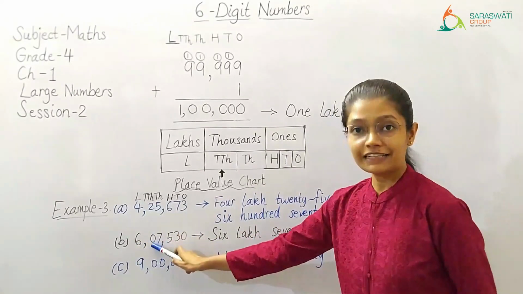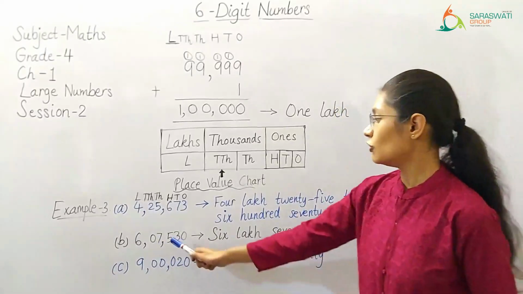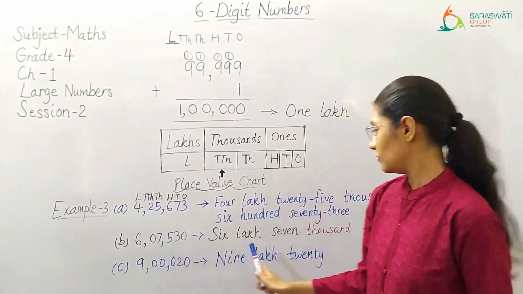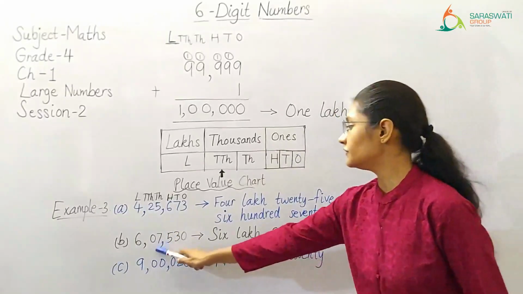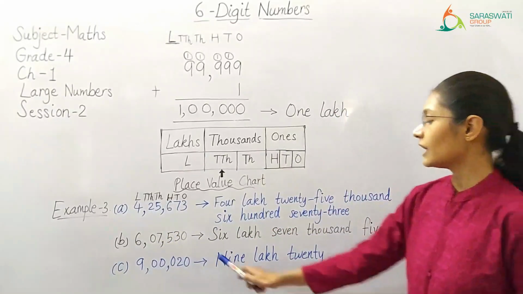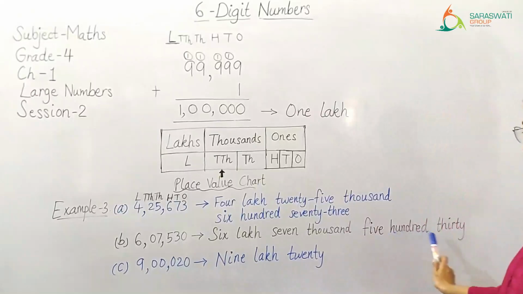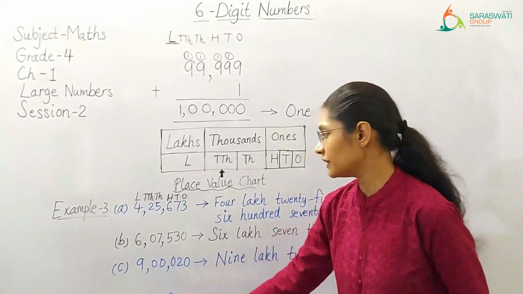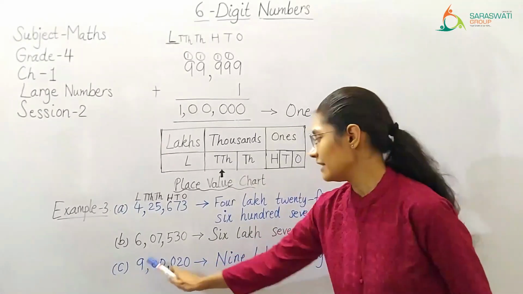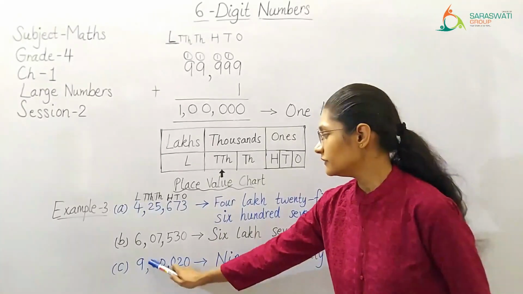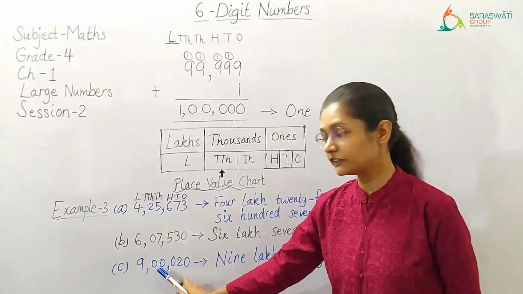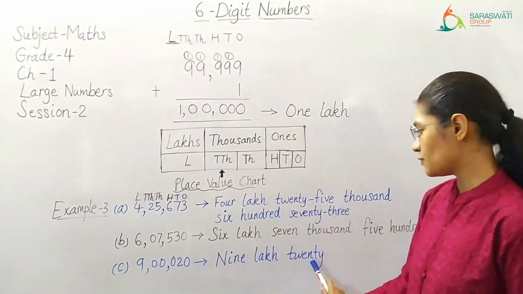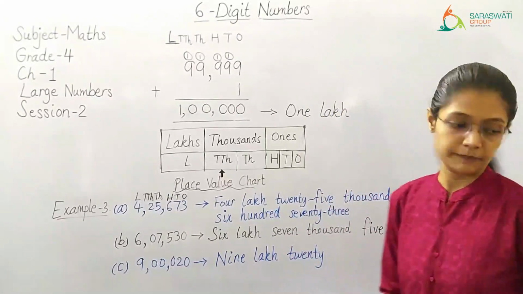Now we have 0 at 10,000 place, right? So, this number is 7. So, 7 followed by the name of the period, which is thousands period. So, 7,530. Now, this number we write as 9 lakh. Now, skipping this period because we have 0 at both the places of thousands period, and we will write directly 20. So 9 lakh 20.